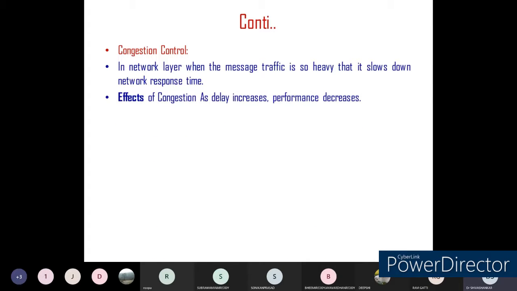Effect of congestion: as delay increases, performance decreases. Of course, if congestion increases, meaning if delay increases, definitely the performance of the network will decrease. Then if delay increases, retransmission occurs, making the situation worse, right?